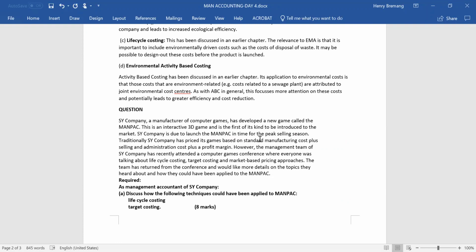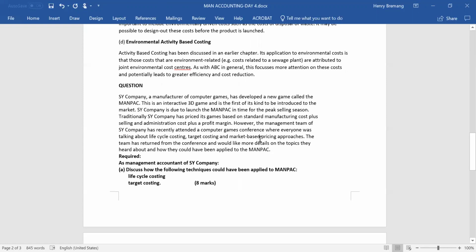Traditionally, XY company has priced its games based on standard manufacturing cost plus selling and administration cost plus a profit margin. However, the management team of XY company has recently attended a computer games conference where everyone was talking about life cycle costing, target costing, and market-based pricing approaches. The team has returned from the conference and would like more details on the topics they heard about and how they could have applied to Manpack. So the first requirement is saying that we are supposed to discuss how the following techniques can be applied in the case of that.